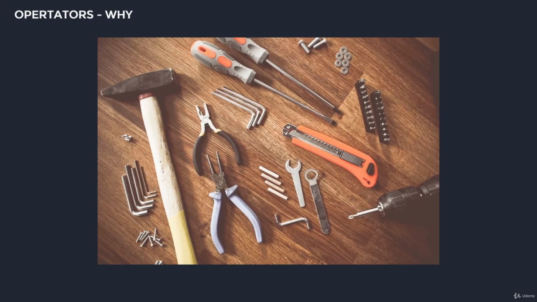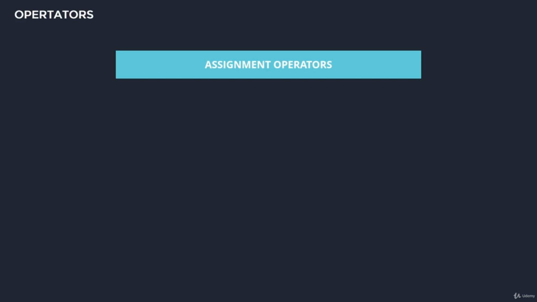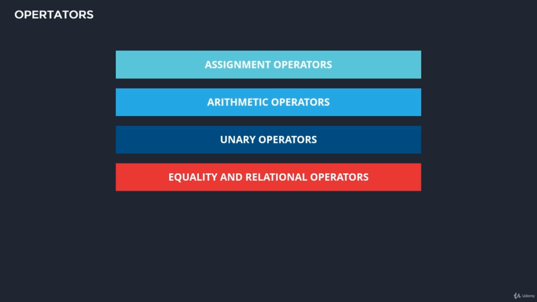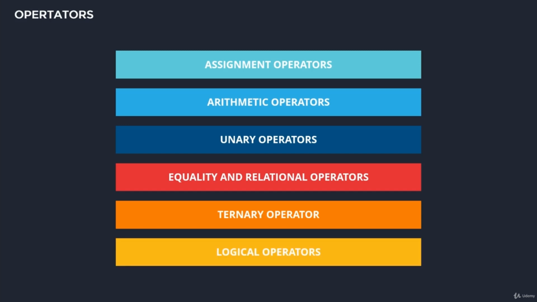So what are operators? By definition, they are used to perform operations on variables and values. But I think it will be more clear if I show you some examples. So this lecture will be divided into 6 parts. The first one will be assignment operators. Second, we will look into arithmetic operators, then unary operators, and after that, equality and relational operators. Next, the ternary operator, and last, the logical operators. After these, there will be a coding lecture too.